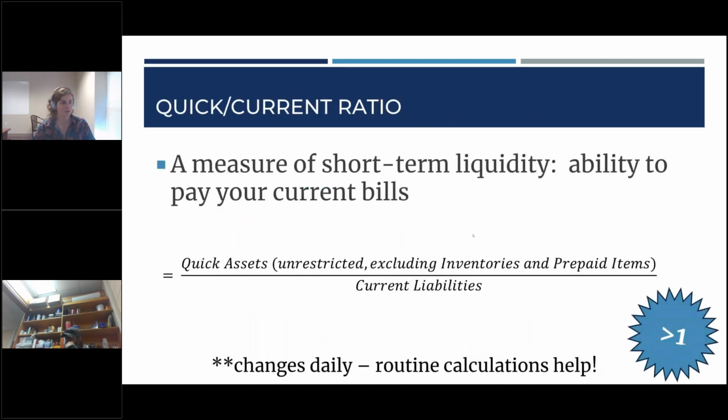All right. Next, we have the quick or current ratio, which is a measure of your short-term liquidity and just the ability of your utility to pay your current bills. And this is the one that I said was a snapshot in time, right? So it's based on whenever the financial statements were prepared and may not actually reflect the data that you have on hand today if you were to look at the finances of the system.